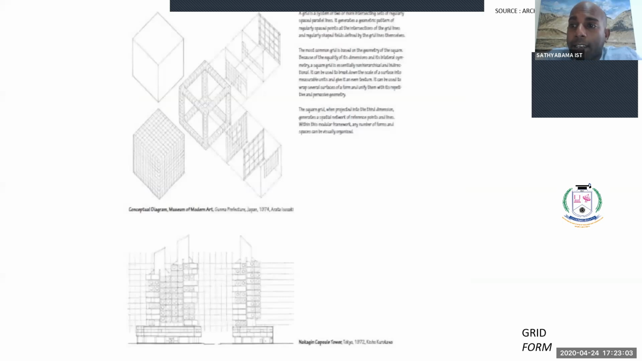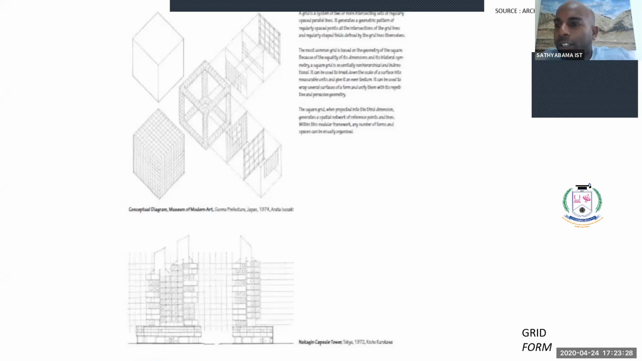The last kind is a grid form, right? We all know what a grid is. It's exactly what you have in a grid notebook. It's basically vertical and horizontal lines, right? Of regular or irregular spacing. And if you extend this vertically, you will get a spatial field, right? And you can place objects in this spatial field, create a highly organized three-dimensional grid, right?